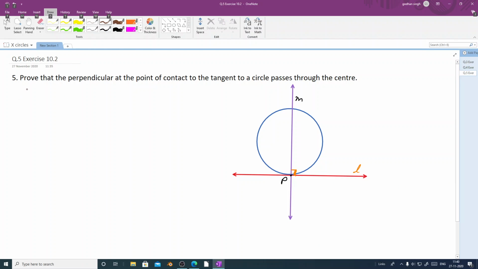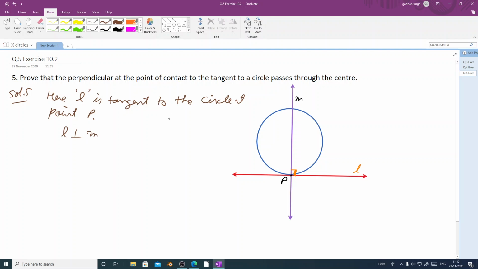Question 5, exercise 10.2. Prove that the perpendicular at the point of contact with the tangent to a circle passes through the center. So, solving question number 5, here L is tangent to the circle at point P, and L is perpendicular to M. This is what is given to us.